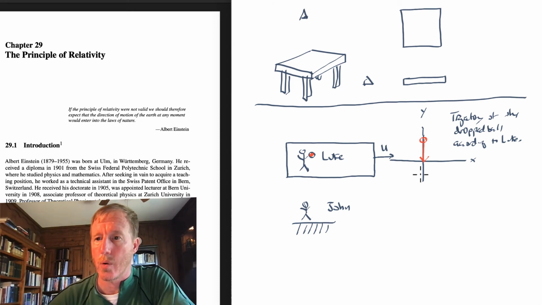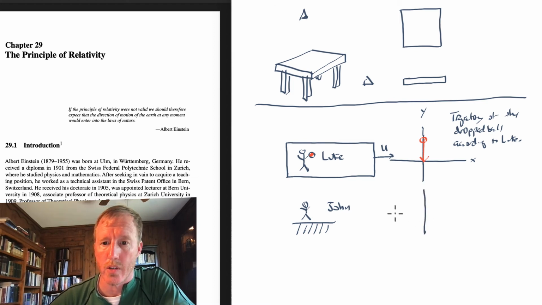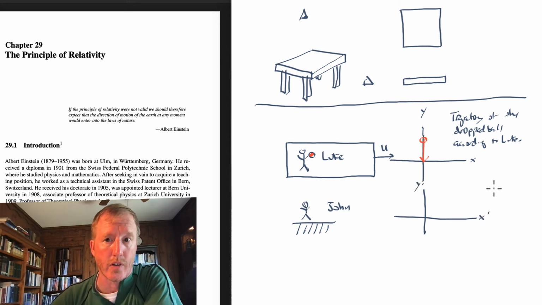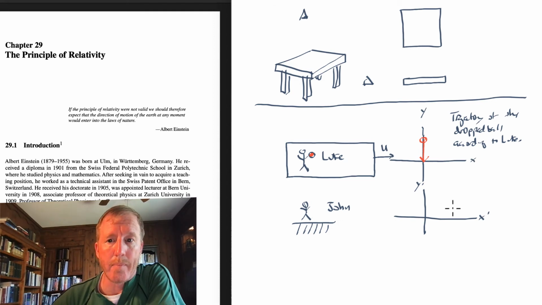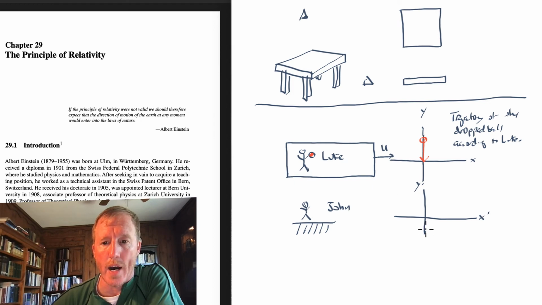Well, he would also perhaps describe it using a coordinate system. He is going to have his own axes. We'll call these maybe x prime and y prime to indicate that they're a different set of coordinates. And maybe the x-axis for him also corresponds to the bottom of the train, and the y-axis corresponds to the location of the ball at the moment that Luke drops it.